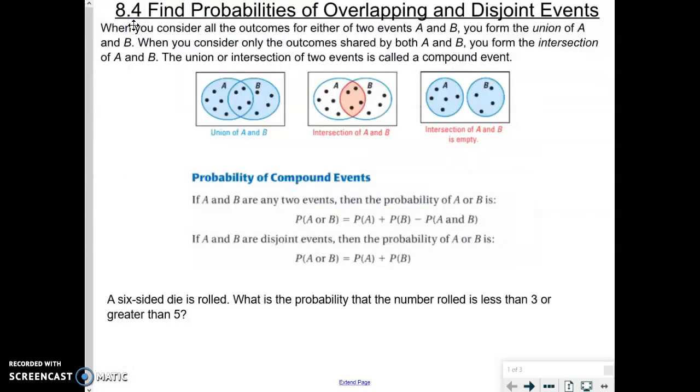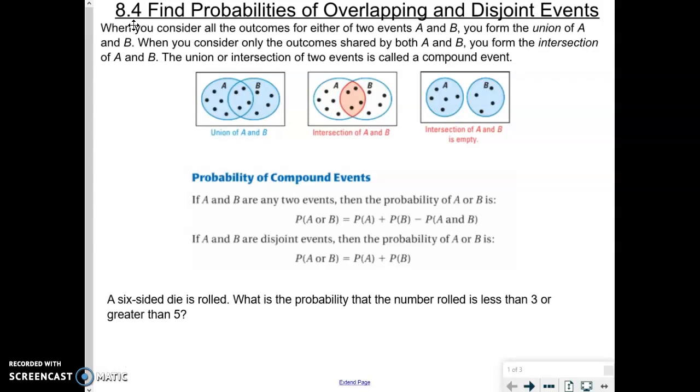All right, ladies and gentlemen, today we are going to be talking about Lesson 8.4, finding probabilities of overlapping and disjoint events. In Lesson 8.3, we talked about simple probability, which was the probability that one event would occur. In overlapping and disjoint events, we're talking about multiple probabilities. So when we consider the events A and B, when we talk about the probability of them occurring, we're going to talk about them forming a union.